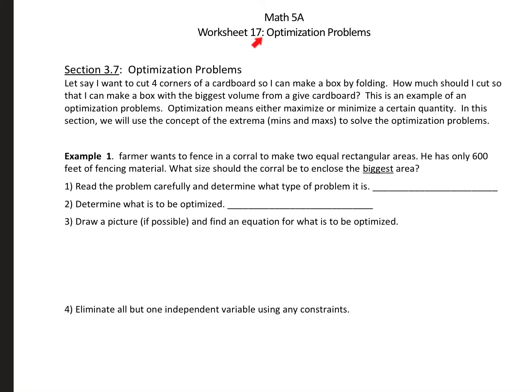All right, welcome to worksheet number 7, optimization problems. This corresponds to book section 3.7.